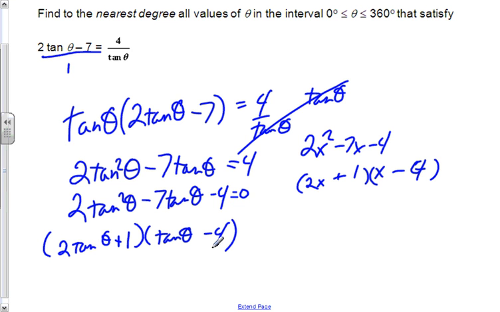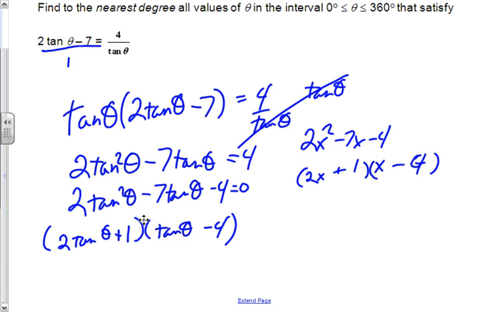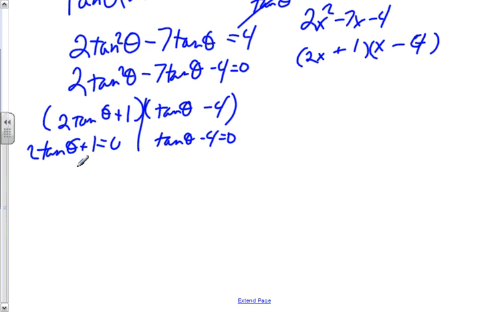All right. We're going to separate it into 2 problems, just like before. 2 tangent theta plus 1 equals 0, and tangent of theta minus 4 equaling 0. Solving these each individually, tangent theta equals 4. Make sure it looks like a 4. And then over here, tangent theta equals minus 1, then you're going to have to divide by 2. All right, so now we have to find out our angles. All right, so we have tangent of theta equals 4 and tangent of theta equals negative a half.